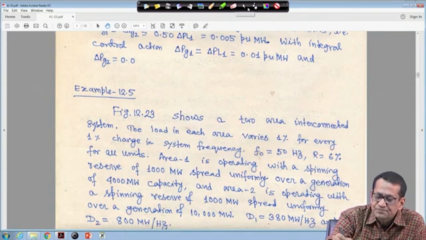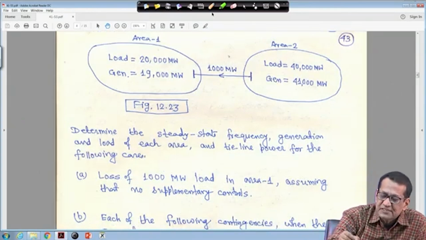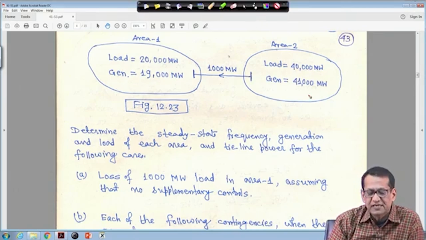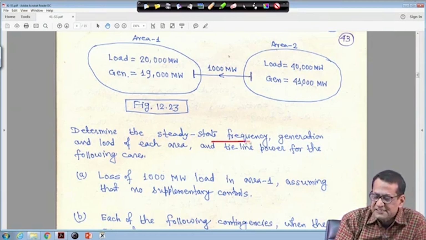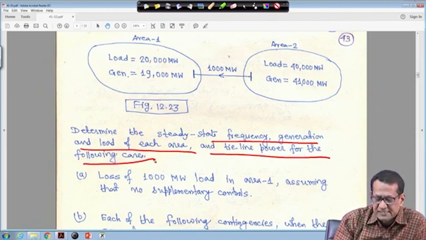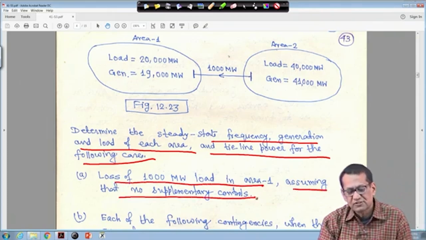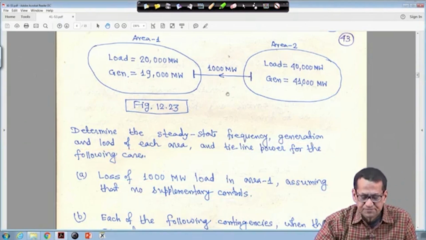These are given, the area 1, area 2, everything is given, right. So the load here is 20,000 megawatt and the load there is given as 40,000 megawatt, and the generation on this side is given. Determine the steady state frequency, generation and load in each area and the tie line power for the following cases. First, loss of 1000 megawatt load in area 1, assuming no supplementary controls, right.